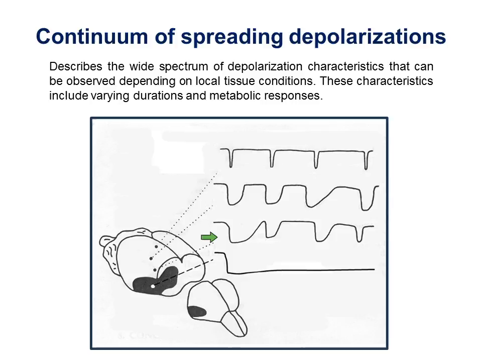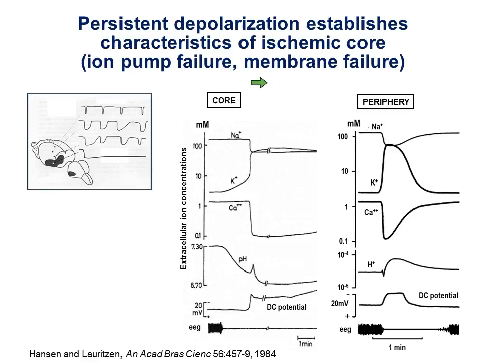After this initial event, there continue to be recurrent depolarizations over the period of hours and days following the initial injury. And it's these subsequent waves that mediate secondary lesion growth. But for the moment, let's focus on this persistent depolarization in the ischemic core, because it's this depolarization that establishes the very well-known characteristics of a core ischemic injury.